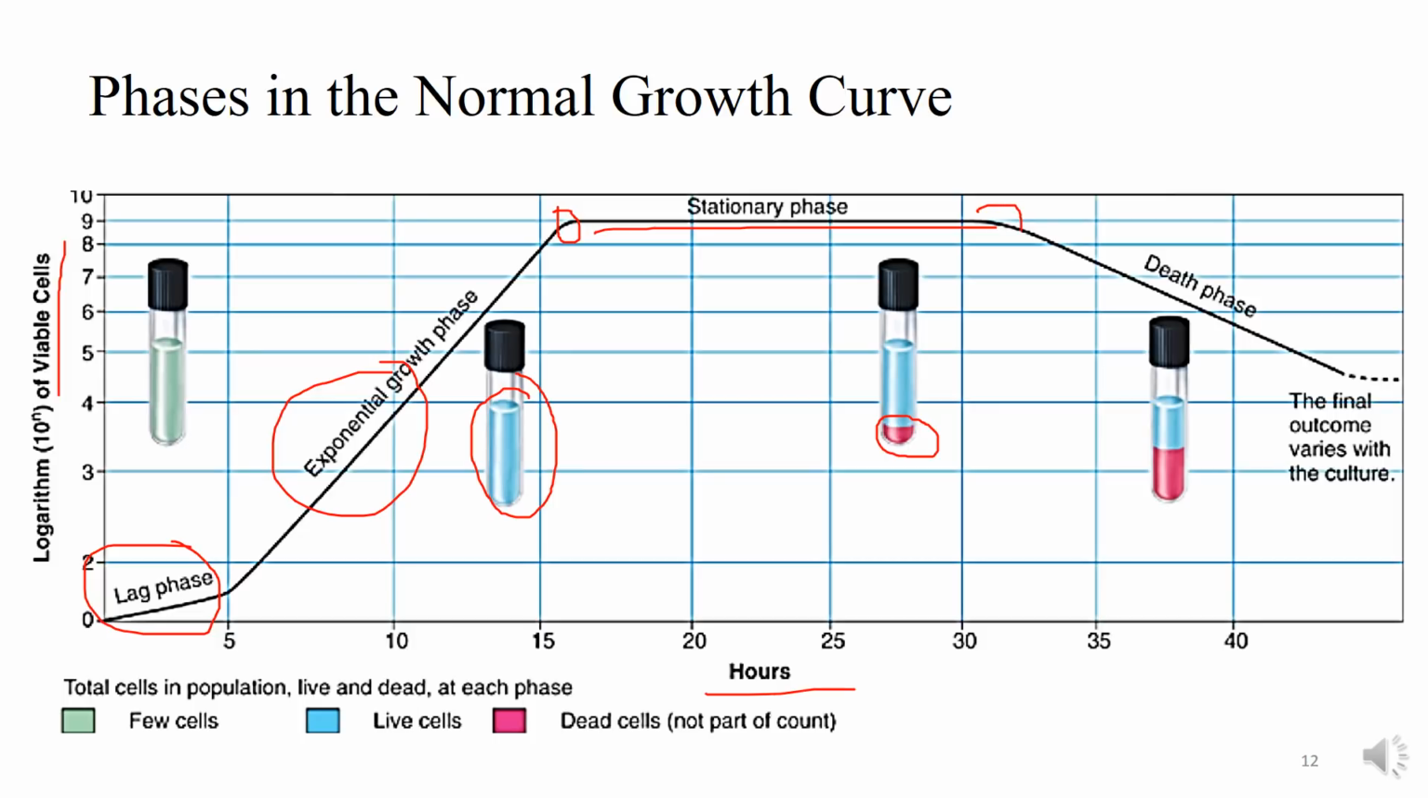Then finally it comes to a point where it starts the death phase. This is where bacteria die due to limited growth resources. As you can see here, you have more and more dead cells, so the number of dying cells exceeds the number of new cells formed. There are a lot more dead cells than new cells here, whereas in the exponential growth, you have a lot of new cells and very few dead cells.